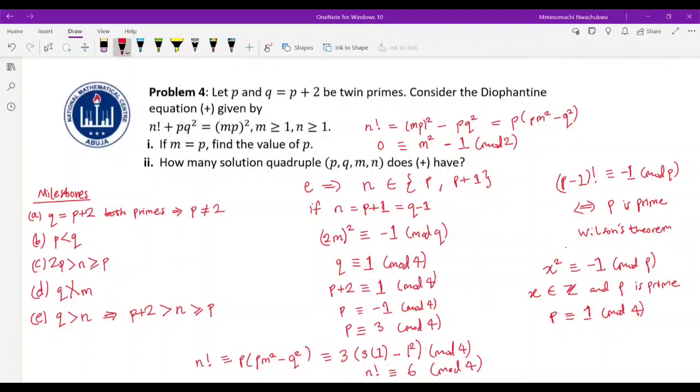So this implies that, since n factorial is not congruent to 0 mod 4, it implies that n is less than 4. So it implies that n is either equal to, so since p is not equal to 2, this implies that p is greater than 2. So it means this is greater than 2. So it implies that n is equal to 3.